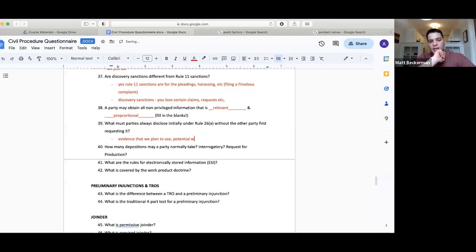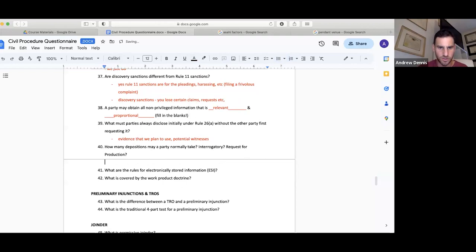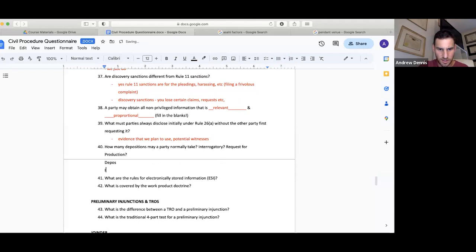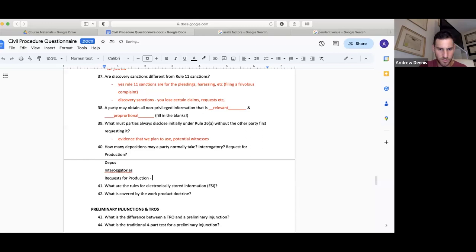How many depositions may a party normally take, and interrogatories and requests for production? So depositions, interrogatories, and requests for production. Anyone have some numbers for me? It's a tough one. I think I have some guesses. Depositions, just one, I'm sure, unless you need it. Just one? Never mind. I thought it meant multiple people. Not per person. How many total does each party get? Do you have the answer to this, Matt? I think it's 25 interrogatories, 25 requests for production, 10 depositions, but the parties can mutually agree to more.